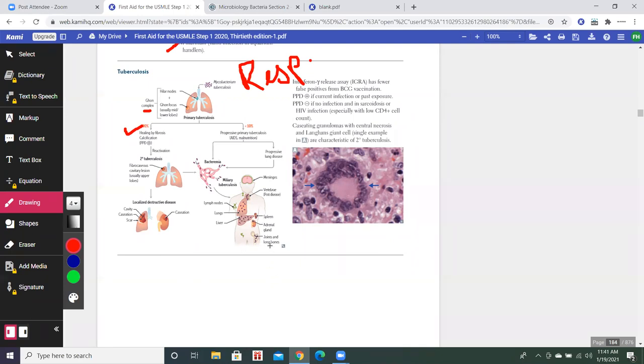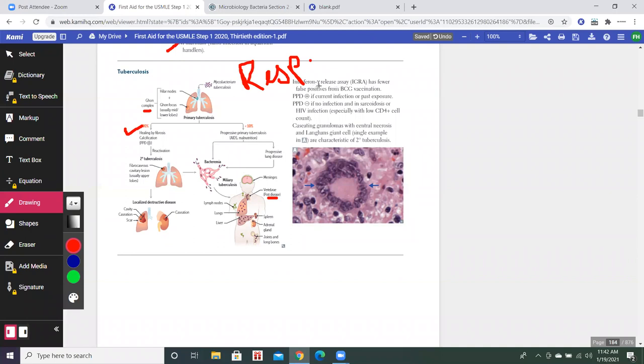For example, it can go to the lungs, bones, kidneys, spleen, and the spine, which we call Pott's disease, right? In the spine, it's called Pott's disease, so that's that. And it can also cause meningitis. That's also another one. This usually happens in case of AIDS or immunocompromise.